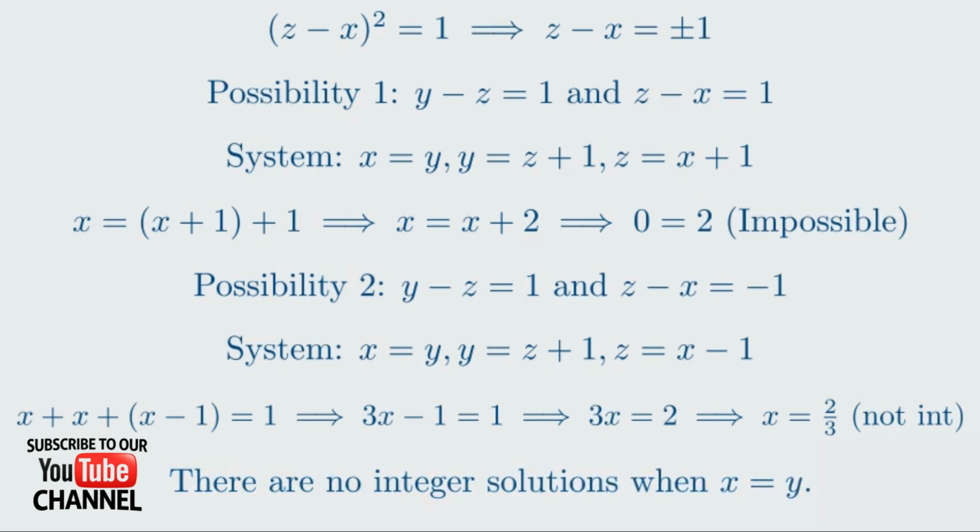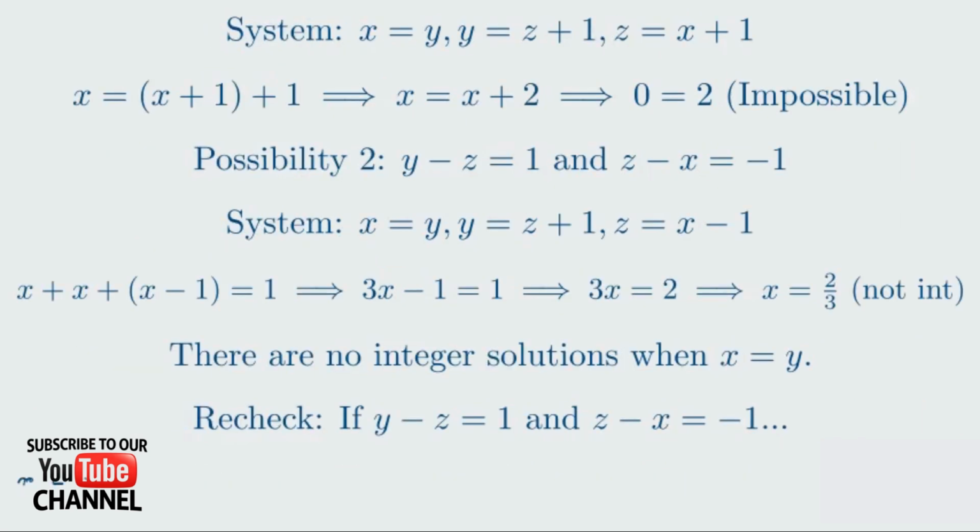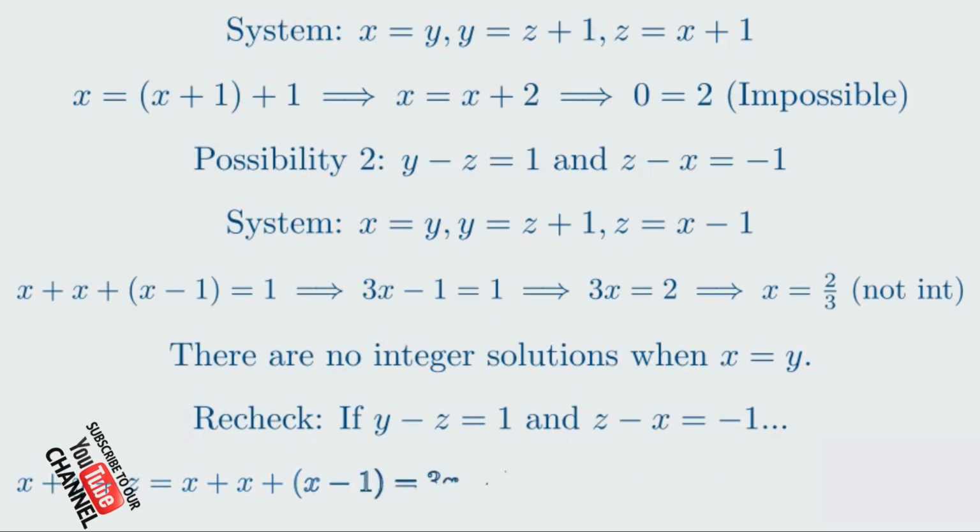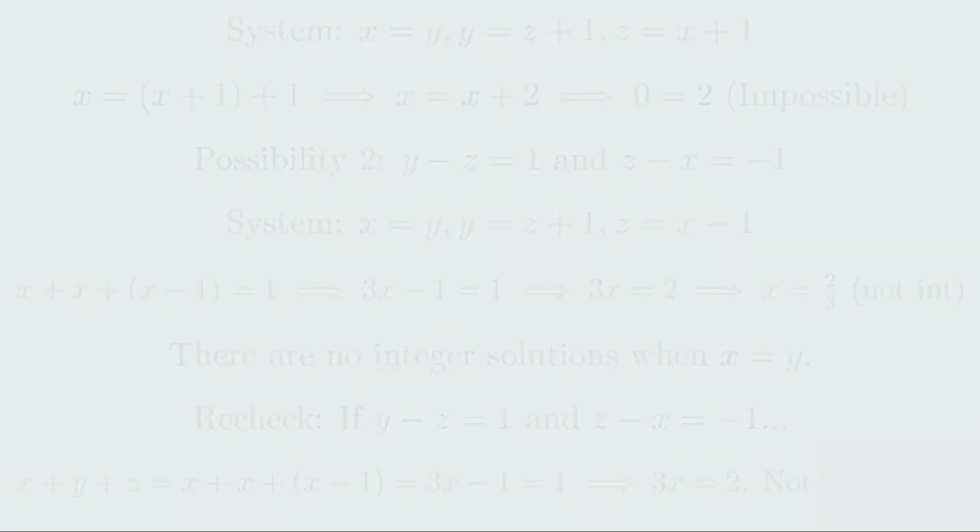Let's recheck this. If x equals y, then x minus y equals 0. So we need (y minus z) squared plus (z minus x) squared equals 2. This means y minus z must be plus or minus 1. If y minus z equals 1 and z minus x equals minus 1, then y equals z plus 1 and z equals x minus 1. Substituting the second into the first gives y equals x minus 1 plus 1 equals x. This is consistent. The system is x equals y, z equals x minus 1, x plus y plus z equals 1. Substituting gives x plus x plus x minus 1 equals 1, or 3x equals 2. No integer solution. My apologies for the confusion.